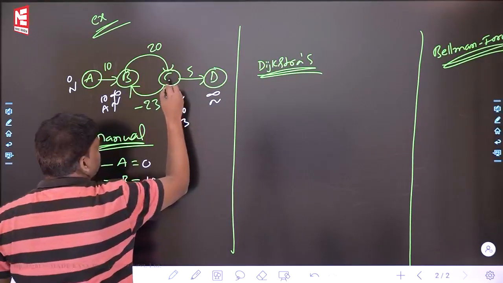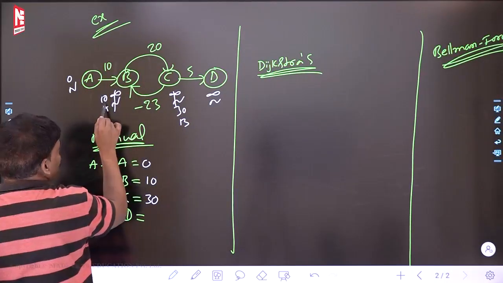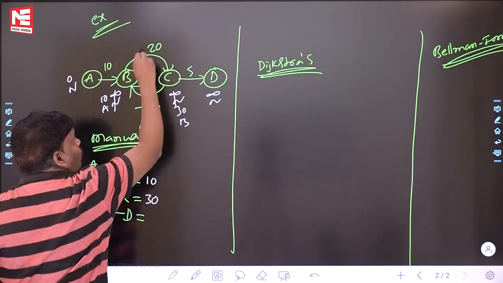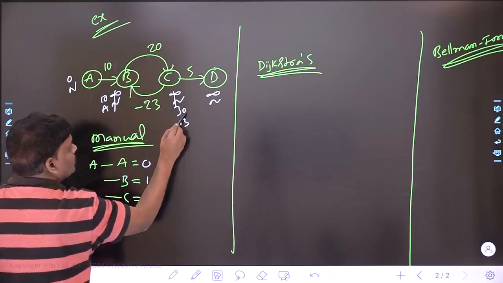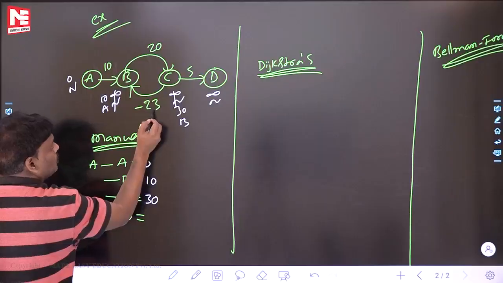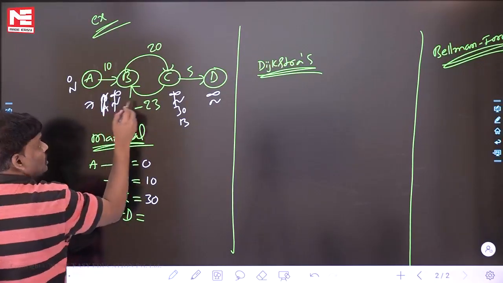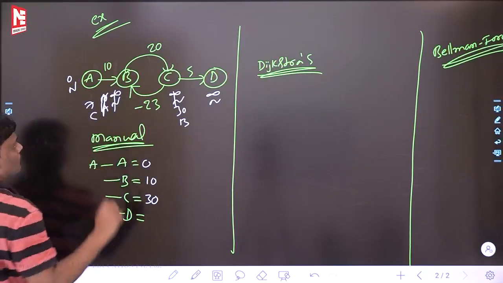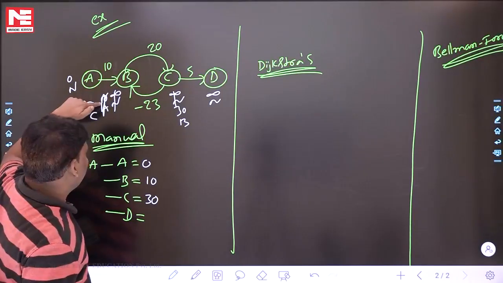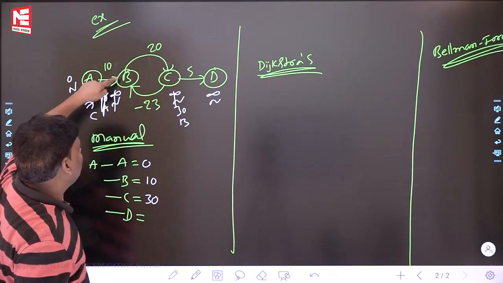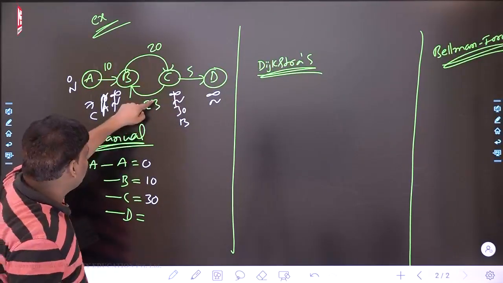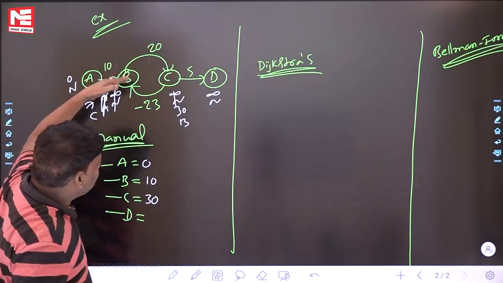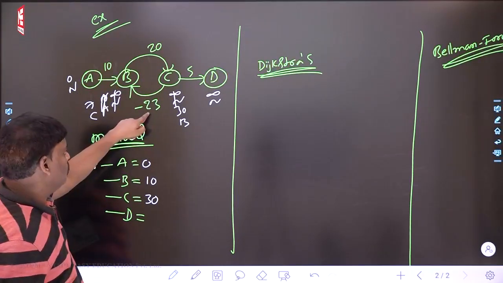But see the interesting thing. A to B, if you observe, is 10 there. But if you go A to B, 10, then go around and come back, what is the answer? You only say 30 minus 23, which is 7. Normally if you come back, the cost will increase, but the cost is decreasing because of the negative edge. So I think it is 7.